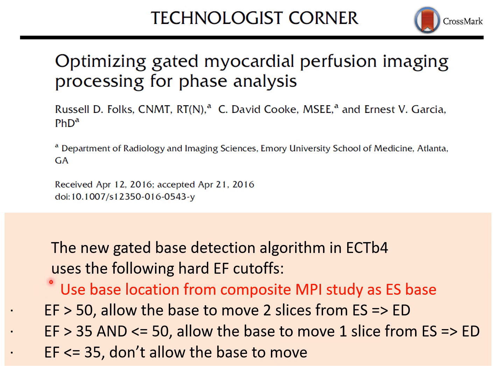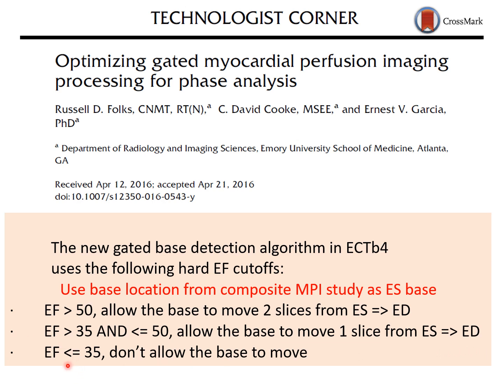for the base location, we depend on two things: the base at systole from the non-gated images, that is the composite image of the 8 gates, and the ejection fraction of the patient. In patients with ejection fractions greater than 50, we allow the base to move 2 slices from systole out to end diastole. In patients with ejection fraction between 35 and 50, we only allow it to move 1 slice from systole to end diastole.